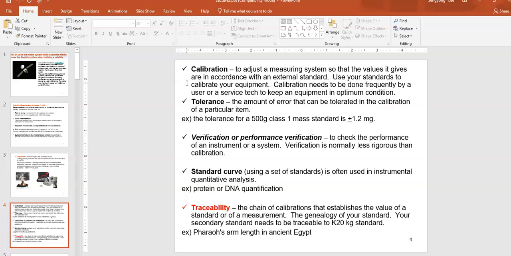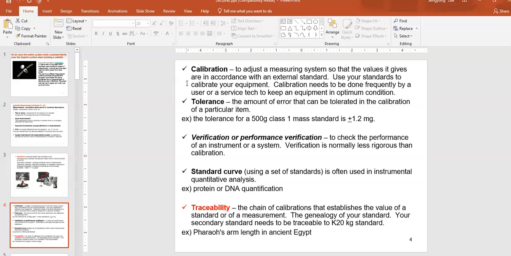And there's a definition of tolerance. Tolerance means an amount of error that can be tolerated in the calibration or a particular item. So tolerance will be very small if your instrument is working correctly. For example, the tolerance for a 500 gram class 1 mass standard is only plus or minus 1.2 milligrams, not grams, milligrams. 1 gram equals 1000 milligrams, so it's a very small space of tolerance that is allowed.